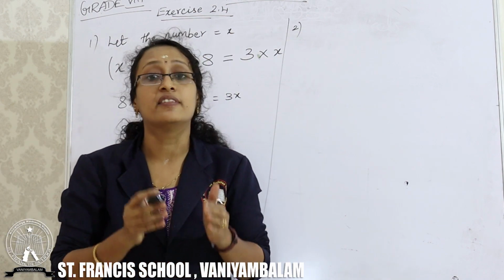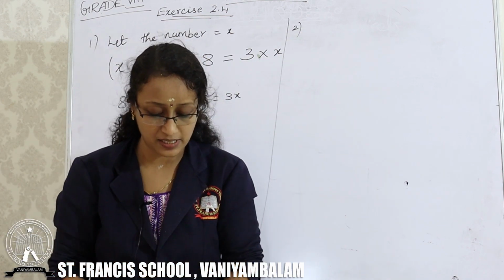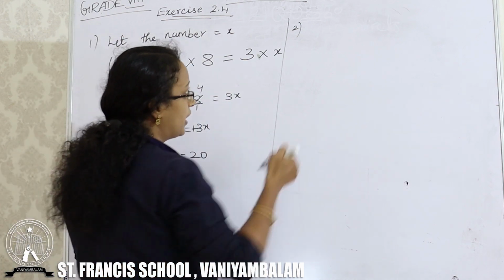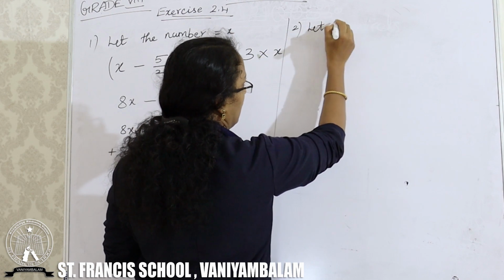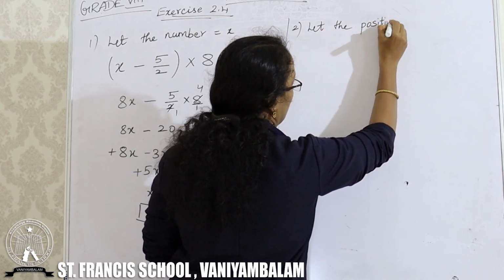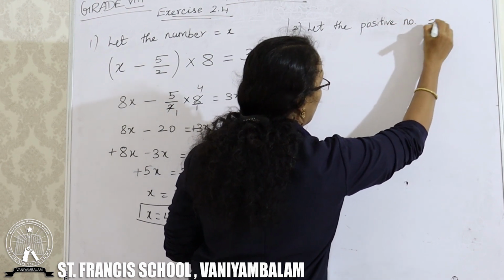Next problem, second question. A positive number is 5 times another number. So let us take the positive number to be x. Let the positive number be x.